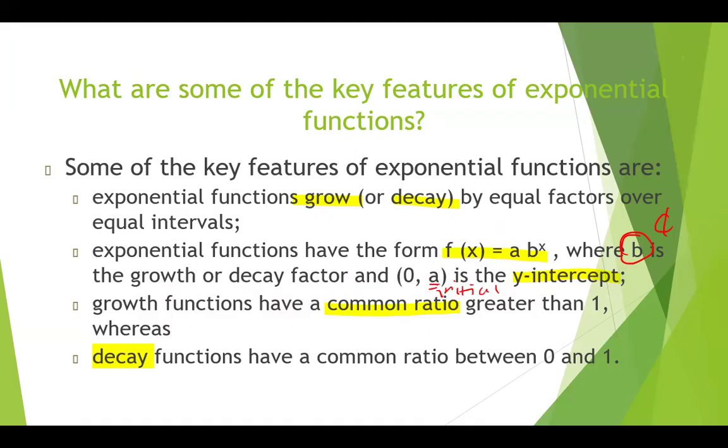All right. Growth functions have common ratios. The common ratio means, remember, ratio is another word for fraction, right? I'm comparing 2 quantities. Growth functions have a common ratio greater than 1, whereas decay functions have a common ratio between 0 and 1. So for growth factors, your B value has to be greater than 1. For decay factors, that means your B value is greater than 0, but less than 1. Got it? Under A, it says initial.